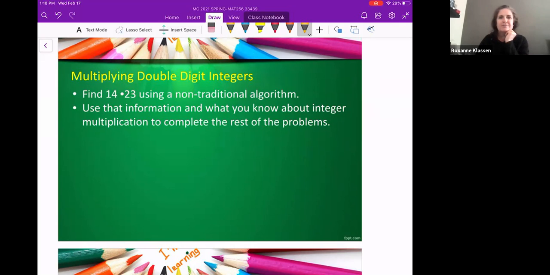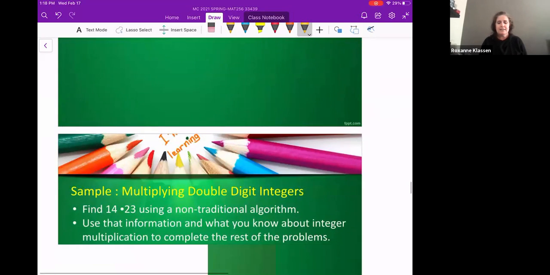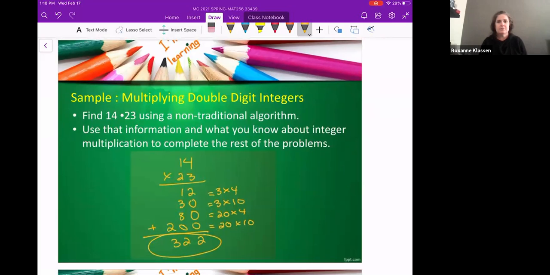Are you getting faster at that? Some of you are getting faster. It's way faster than the traditional algorithm once you get used to it. I did it today. Anyone do it today? You didn't have to. You could have done it a different way. I chose to do it this way. How many of you did the area model? Nice, Anita. Nice. A lot of you like that one.